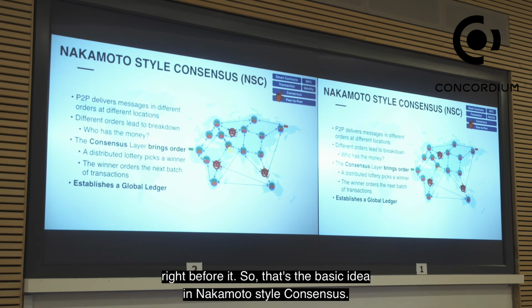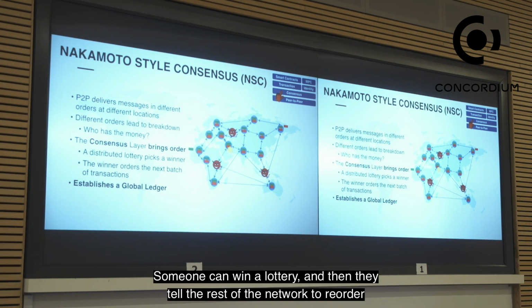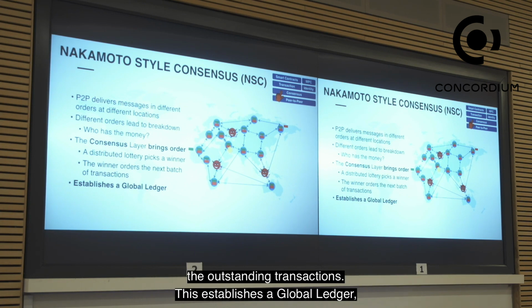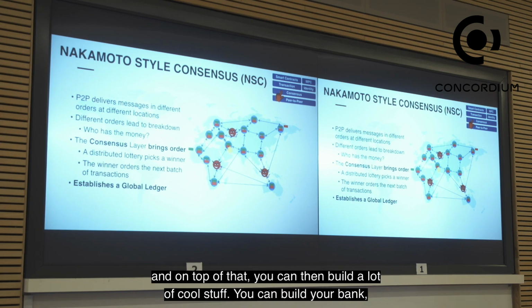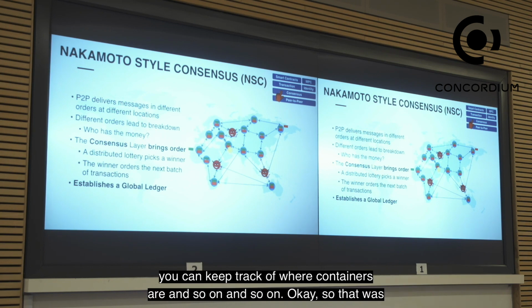So that's the basic idea in Nakamoto-style consensus. Someone can win a lottery, and then they tell the rest of the network to reorder the outstanding transactions. This establishes a global ledger, and on top of that, you can then build a lot of cool stuff. You can build your bank, you can keep track of where containers are, and so on and so on.